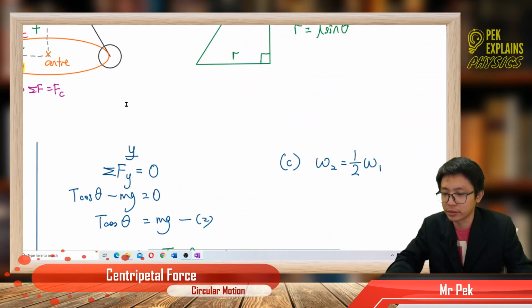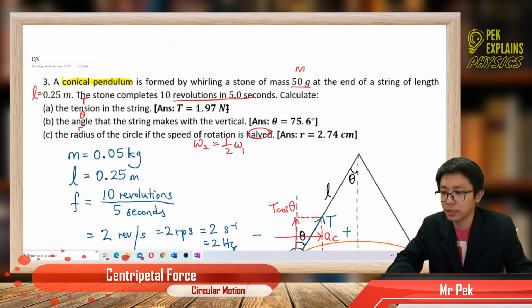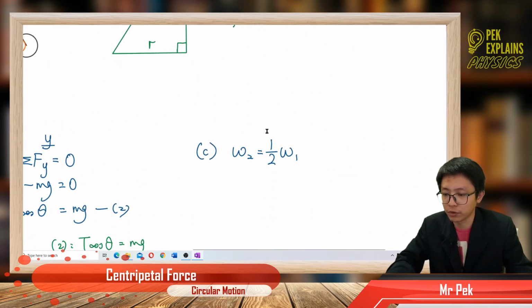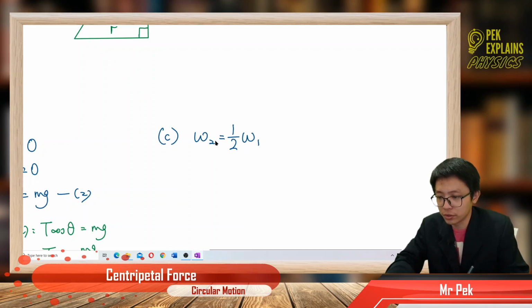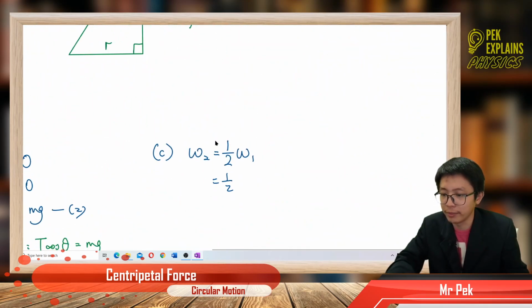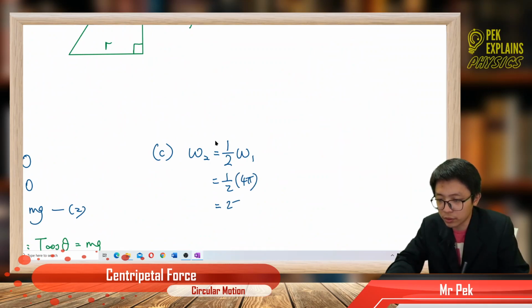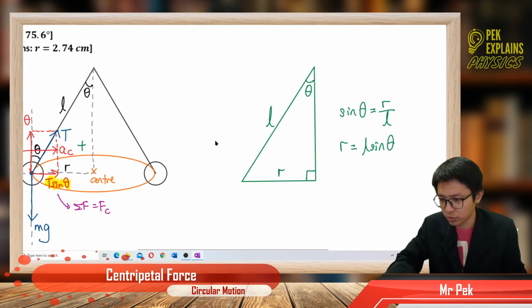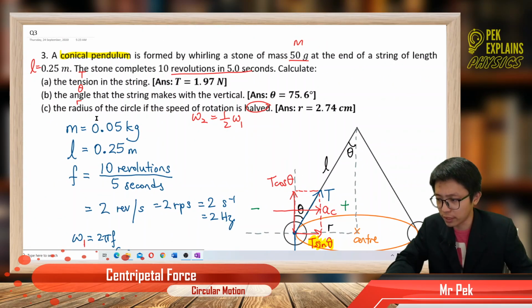What happened to the radius? We got our omega 2 is half omega 1, because the speed of rotation is half. Just now our omega 1 is 4 pi, so omega 2 is only 2 pi radian per second. Okay, so we got our omega 2. We want to find what happened to the radius.